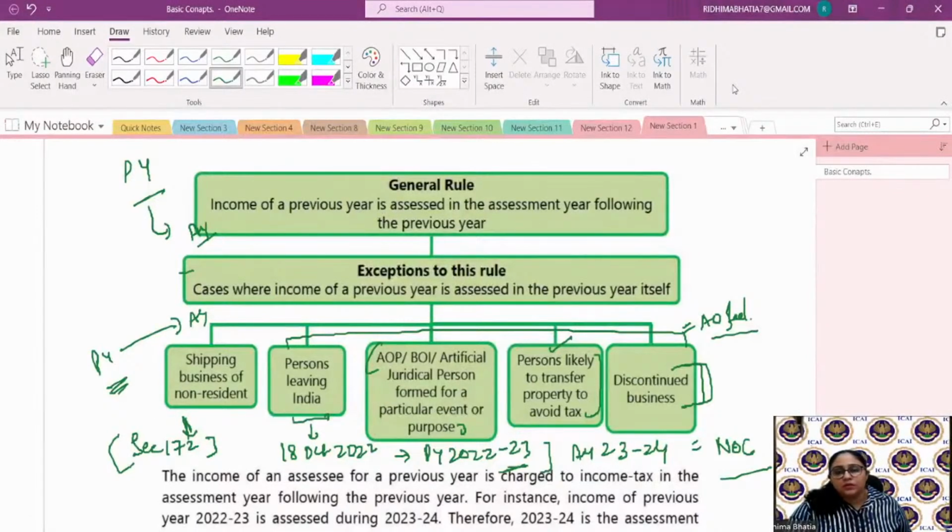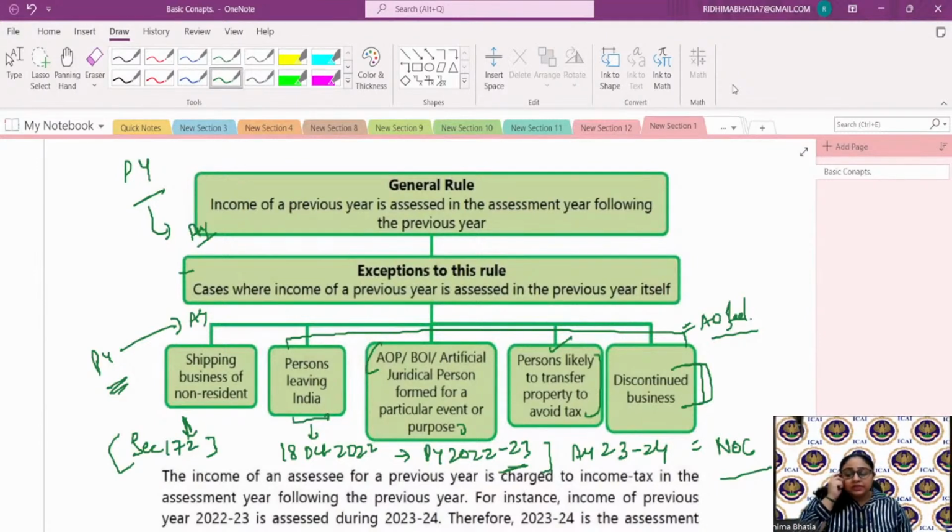So, Pranav, we have done AOP BOI in the previous class. Alok, I'll try to give you small quick revision points, okay?